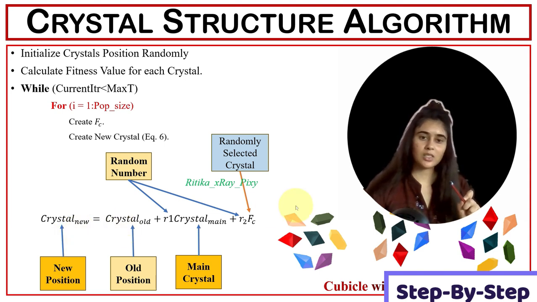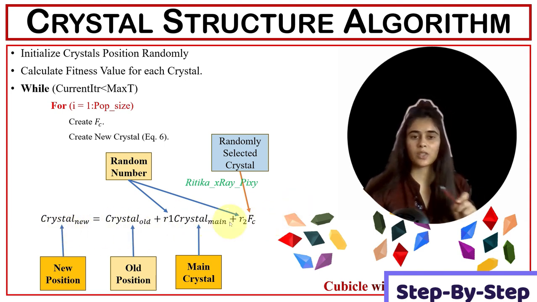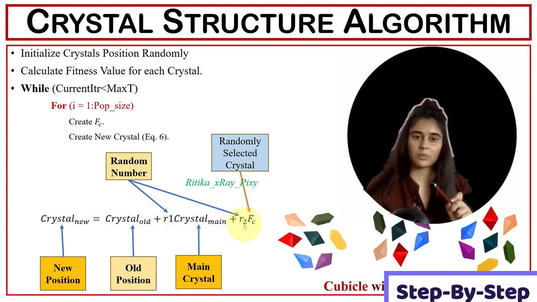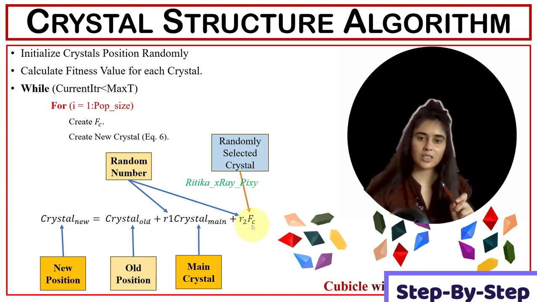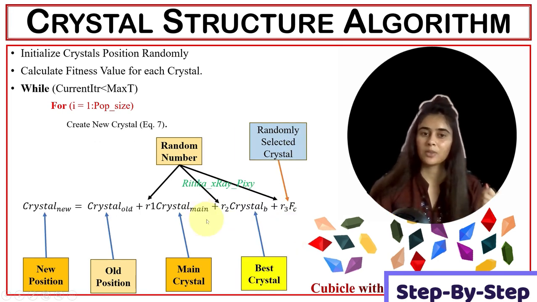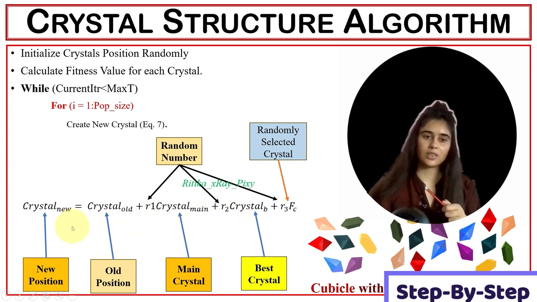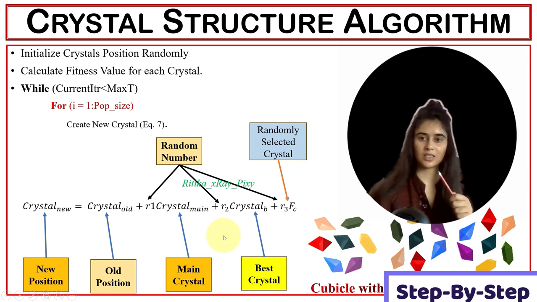So this is the equation that we'll use here to create a new crystal. Older position plus random value R1 and the main crystal, plus R2, again a random value. Then we have a randomly selected crystal FC. So now we have the main crystal, best crystal, randomly selected crystal. So finally we will update the position using this equation. Older position plus the random values R1, R2, R3, then the main crystal, best crystal, and the randomly selected crystal, that is FC.